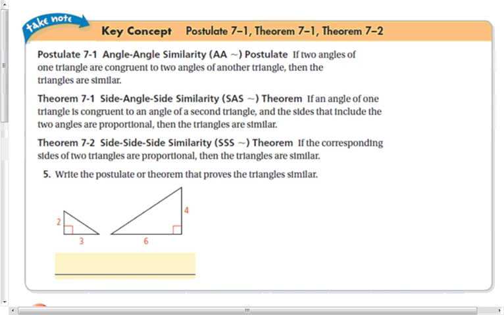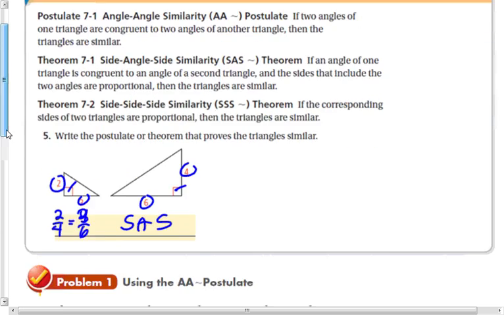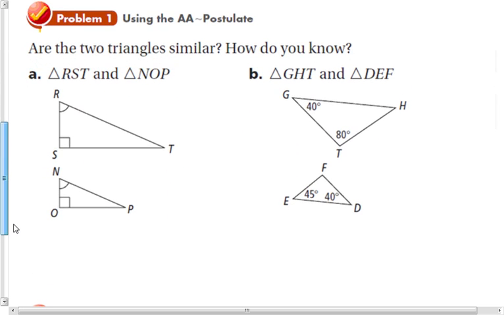All right, so in this one, notice that we have 2/4 is equal to 3/6. So we have two sets of corresponding sides where the ratios are proportional. And then we have an angle in between that's congruent, these right angles. So this would be side-angle-side similarity. All right. So let's go ahead and use these here.